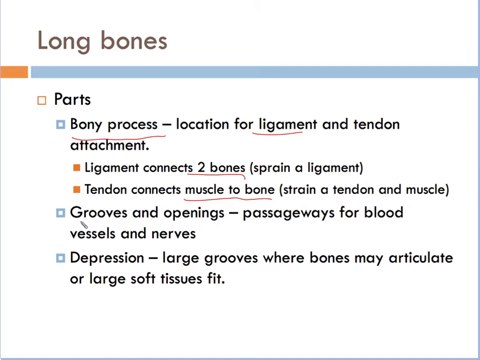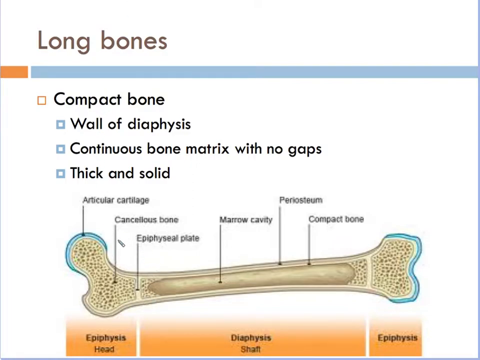Grooves and openings are passageways that allow nerves and blood vessels to pass through, and a depression is a large groove where bones can articulate or tissues can fit. So we call that a depression. We'll look at that as well. Back to your parts of a long bone.